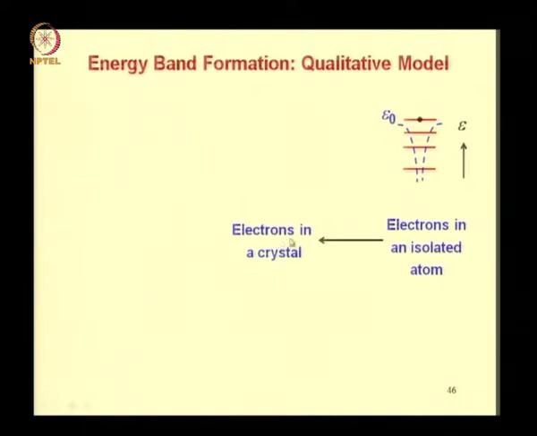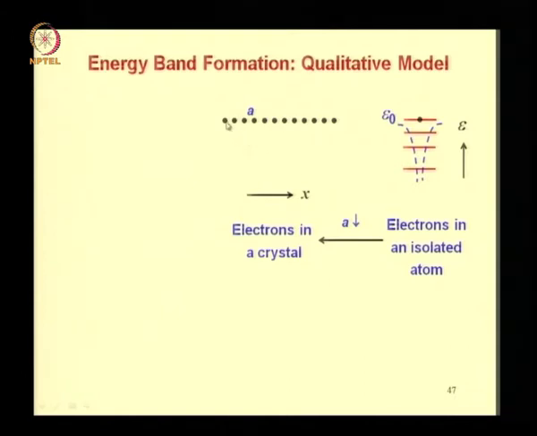Let us move on to electrons in a crystal and build up this picture from the picture of an electron in an isolated atom. Now the crystal is obtained by bringing a large number of such atoms close to each other in a regular arrangement. This is what is shown here. Here are a large number of atoms regularly arranged, the interatomic distance being a. So you can regard the isolated atom as a limiting case in which this a has become infinite.